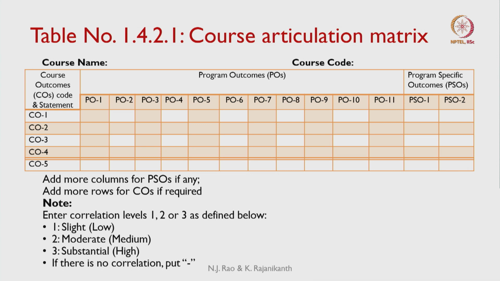So, this is how the course articulation matrix has to be prepared. The course outcomes 1, 2, 3, 4, 5, 6 may be there if it is there. Then program outcomes PO1 to PO11 specified by NBA. Then PSOs, you could have one more PSO or one less PSO. So, whatever be the number of PSOs, the corresponding number of columns should be there in this table. Here it is shown as 2, but it could be 3 or it could be 1. So, add more columns for PSOs if any, then more rows for COs if required, and correlation is 1, 2 or 3.